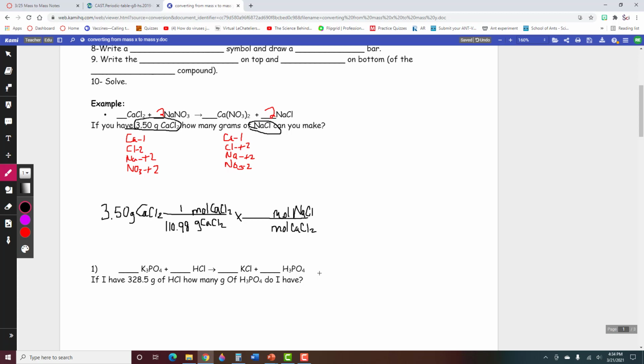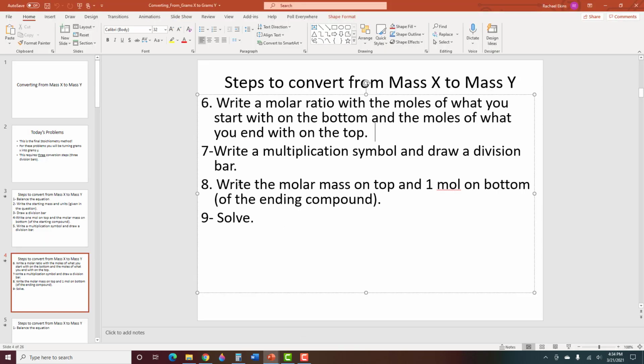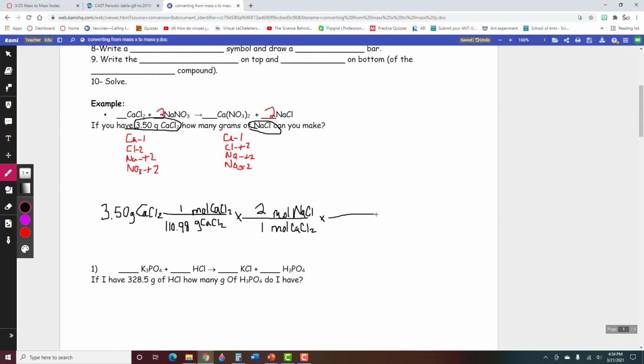Alright. Now, when I have moles over moles, then I look at my equation to get those numbers. So NaCl has a 2 in front of it, and CaCl2 has nothing, so that's a 1. Oh, I'm getting ahead of myself. Alright, next up, write a multiplication symbol, draw a division bar. So multiplication symbol, division bar. Let me fix that. Try to do that a little straighter.